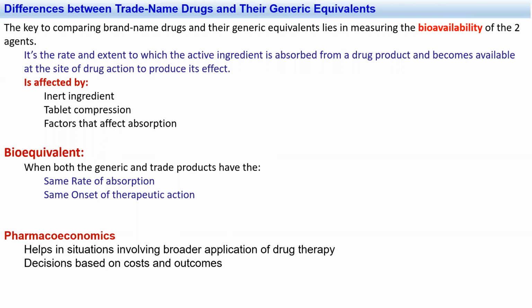It's affected by the inner ingredients and tablet compression, which involves manufacturing the drug in the pharmaceutical company, and the factors that affect absorption. By equivalent, we mean both generic and trade products have the same rate of absorption and the same onset of therapeutic action. The onset of action means when the therapeutic effectiveness or action will start.